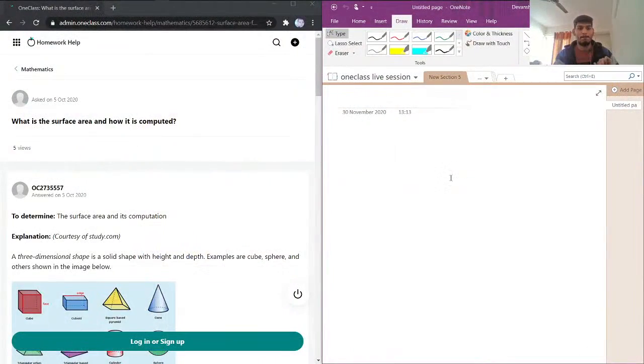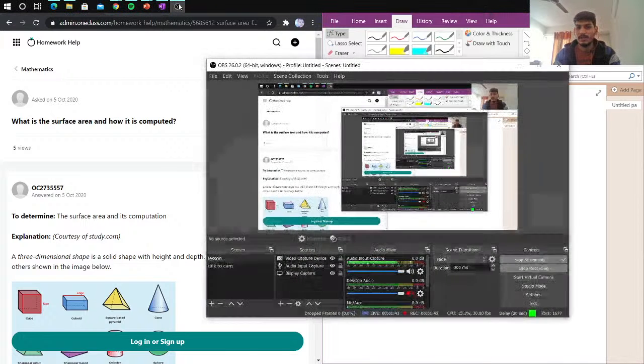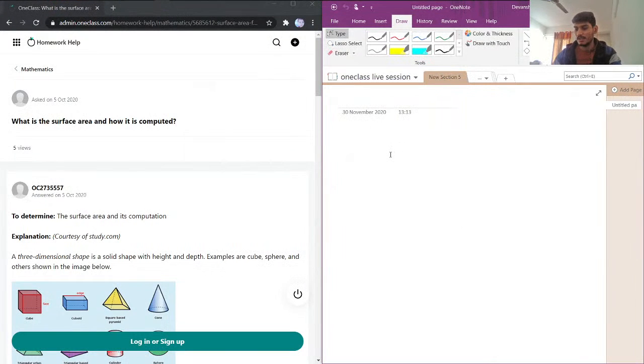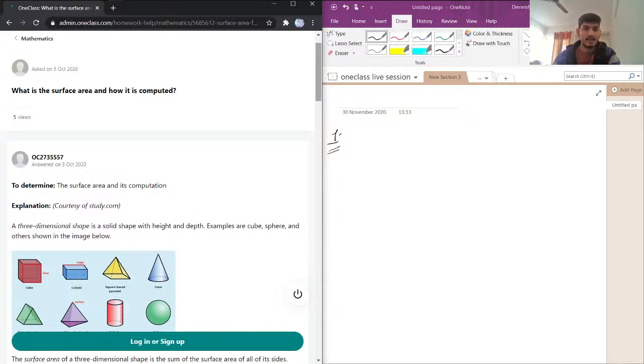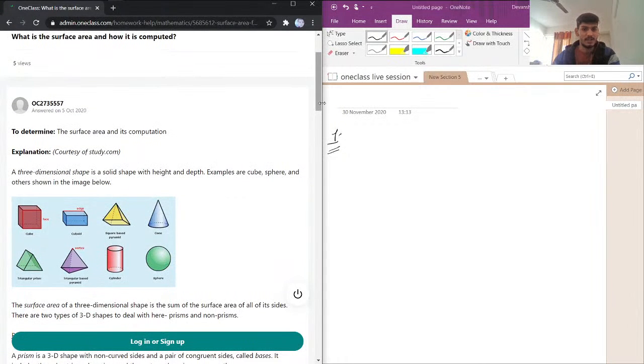Let us start with the first question. The first question we have: what is the surface area and how is it computed? This is a kind of general question, the surface area and its computation.